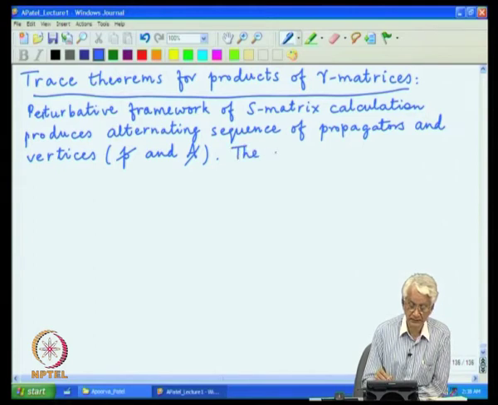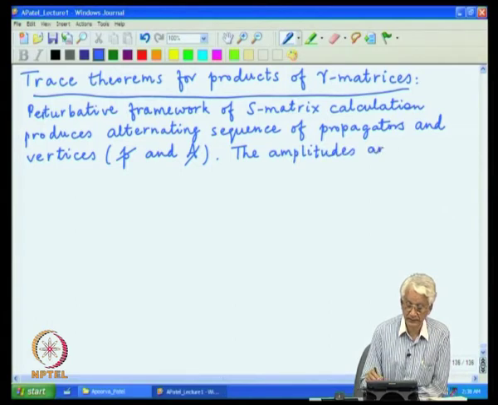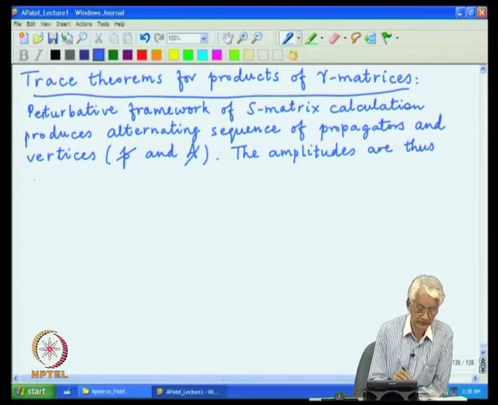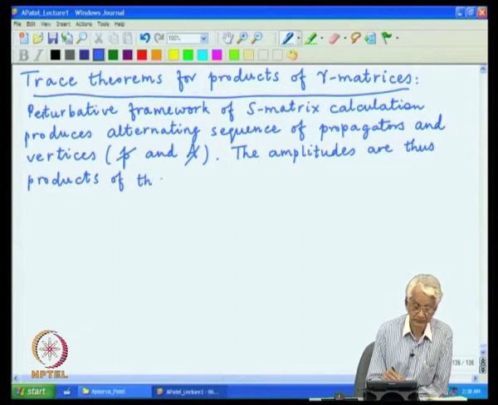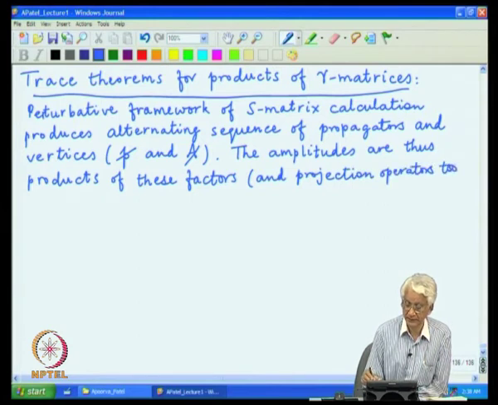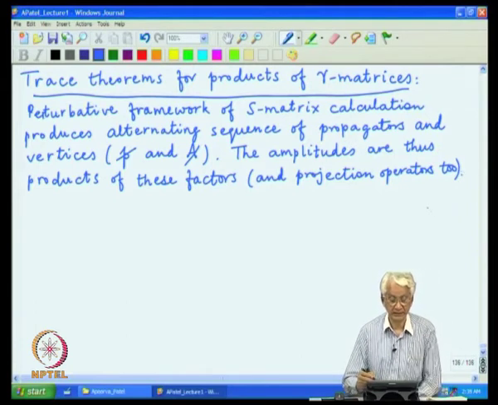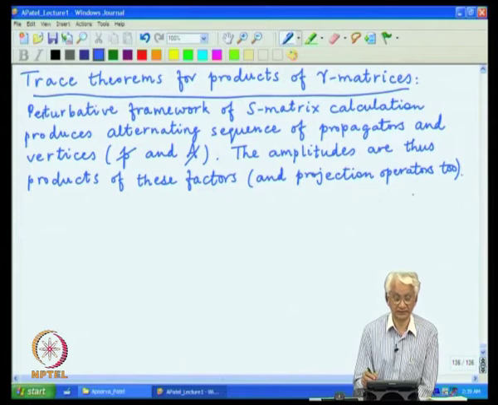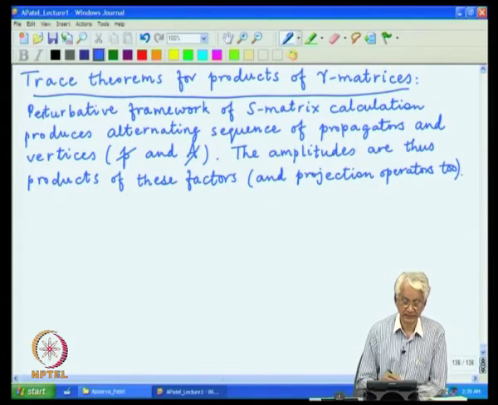The amplitudes are thus products of these factors together with certain projection operators, which might come from specific boundary conditions or measurement operators, but we have seen how to express the projection operators also in this gamma matrix language.